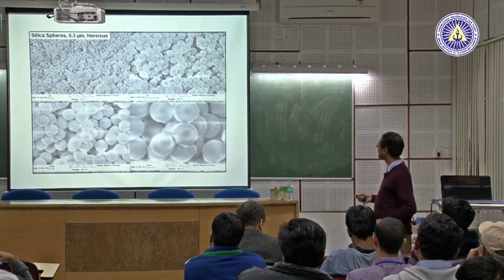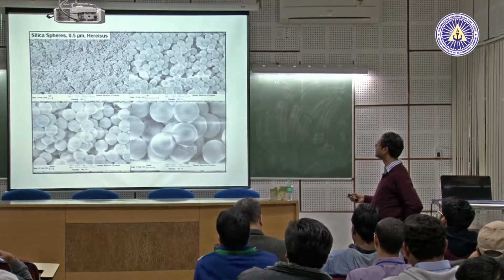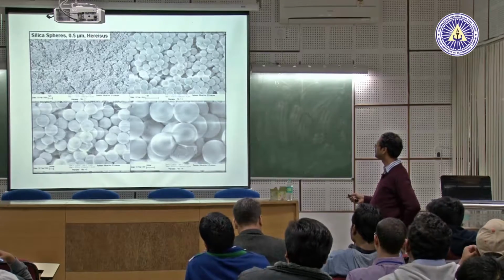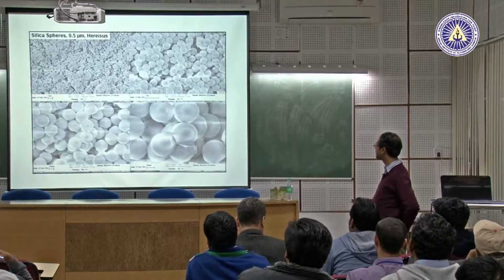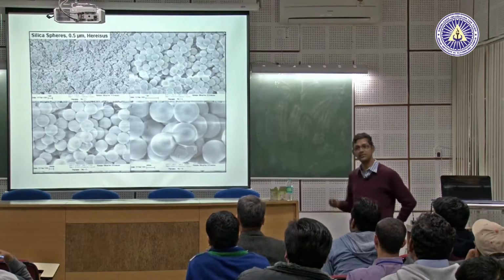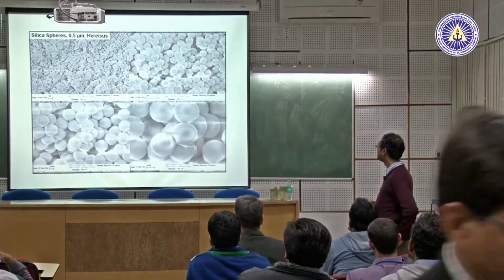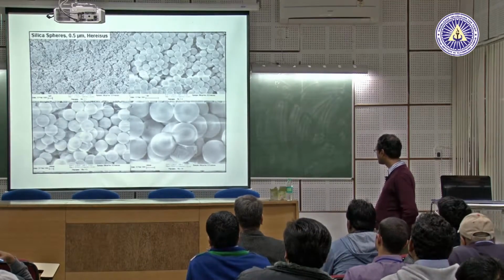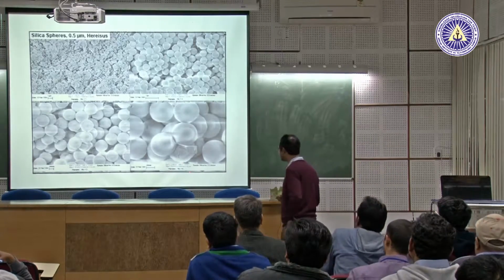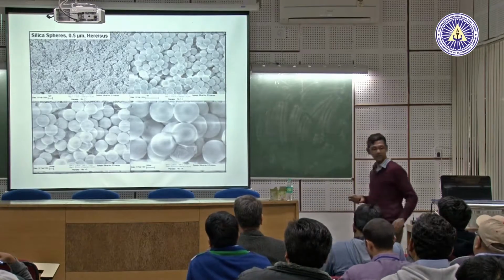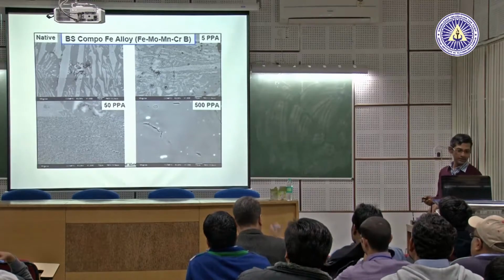These are secondary electron images, all differently magnified, of silica spheres from a company. 5 micron, 0.5 micron. You can see that if it is coated nicely, silica is not a conducting material, you have to coat it with something, so you can magnify to a very high level, something like I think 10,000 times from there to here. And secondly, this is also important here.